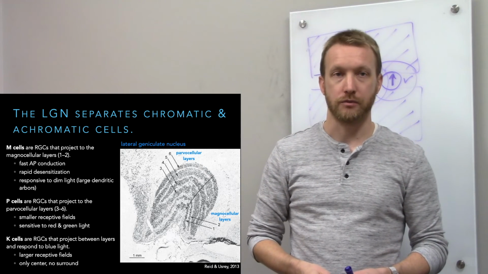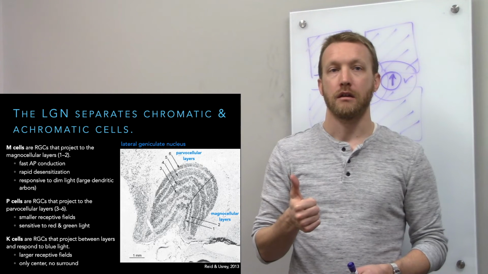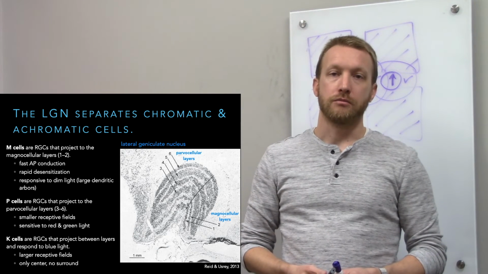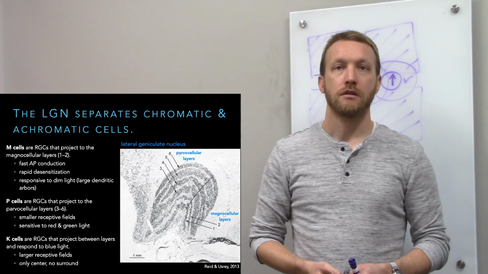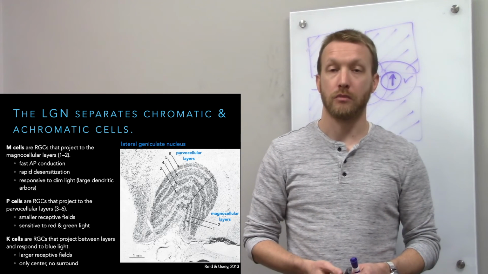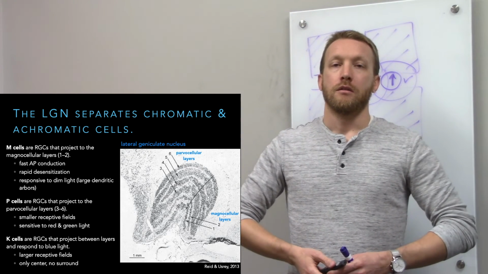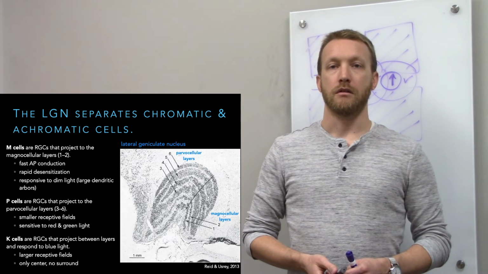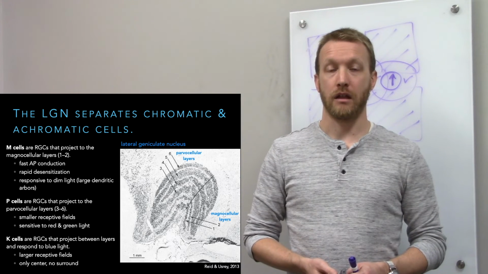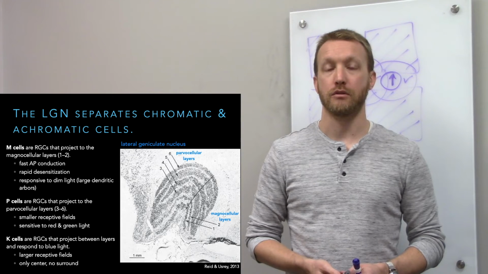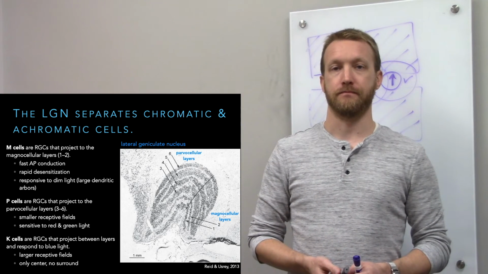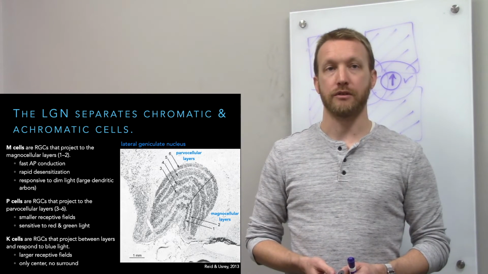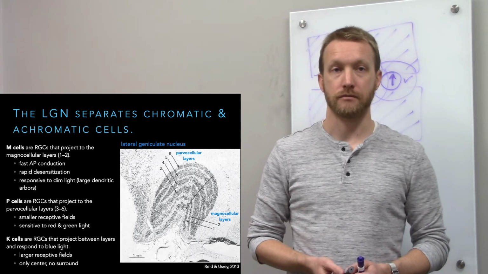For finer details, we want input from the P and K cells. P cells project to the parvocellular layers. Parvocellular, of course, meaning small cell. P cells are retinal ganglion cells that get input from cones that express M and L opsins. So they're sensitive to red and green light. These also have fairly small receptive fields and display your typical center-surround organization.